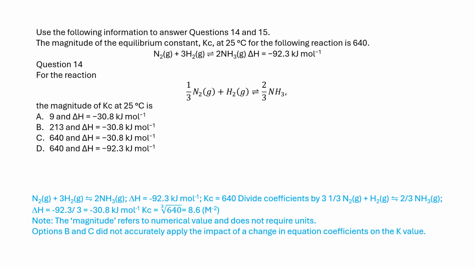The original equation is divided by 3 to transform the new equation. So, the new Kc is the cube root of the original, and the new delta H is 1/3 of the original. Note, the magnitude refers to a numerical value and does not require units.